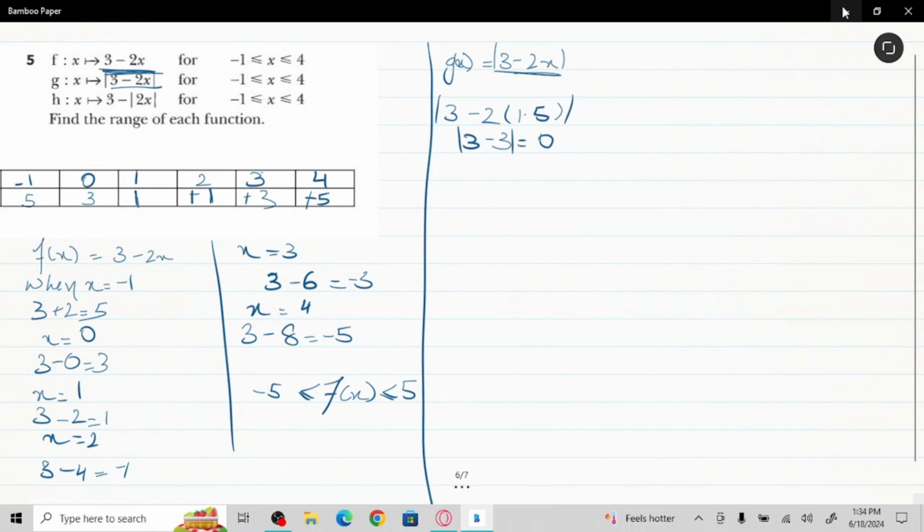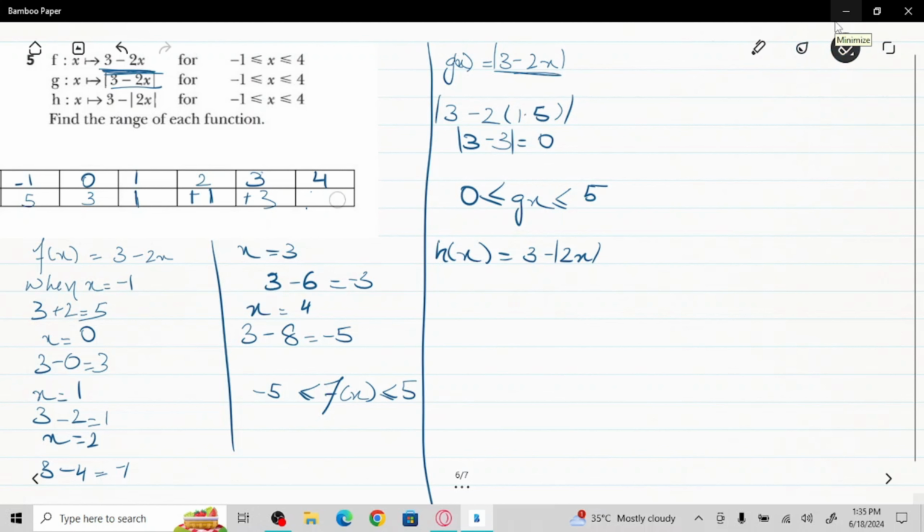That means the lowest value we have is 0 in this graph. So what we do again is g(x) is greater than or equal to 0, but lesser than or equal to 5. Okay, so that is for g(x). And what's for h(x)? h(x) is a different value. We have h(x) equals 3 minus |2x|, where 2x is in a modulus.